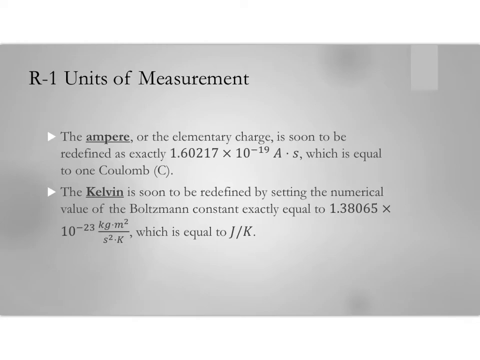The Kelvin is going to be redefined soon as well, and it'll be done so by setting the numerical value of the Boltzmann constant exactly equal to that big giant number right there, times 10 to the negative 23rd kilograms meters squared per second squared per Kelvin. Again, everything else in there, the mass, the meters, the seconds, those are definite values which can't change. So if they set Boltzmann constant exactly equal to that, we get just kelvins. We won't go over the Boltzmann constant in class or anything, but if you were to be a chemistry major and take higher levels of chemistry, it would be discussed at some point.